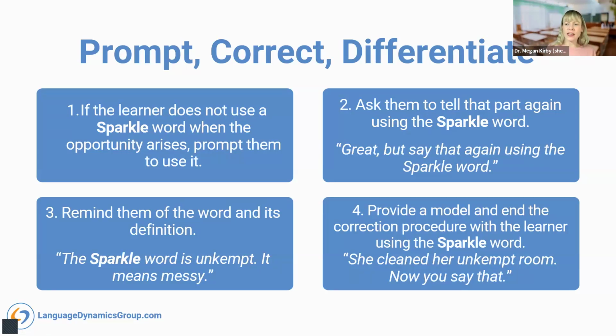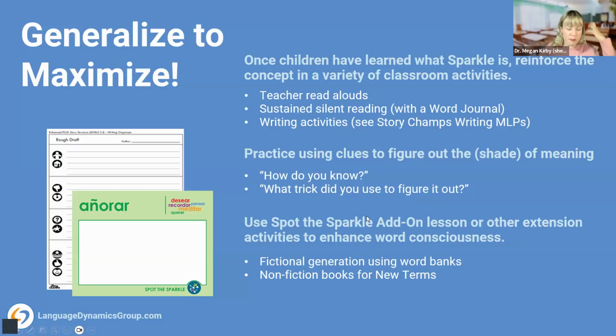Right. Great. But actually, can you say that again, but use that sparkle word, or tell them what the word was? Because a lot of times they didn't use the sparkle word because they didn't remember it. Tell them what the word means and how to use it, right? So remember, that word was unkempt. Remember, unkempt means messy. And then now you say that, okay? And then they say it and you're done. That's the correction procedure. This is the 4-step correction procedure for errors that's going to get the kid to remember these words and then use them again.